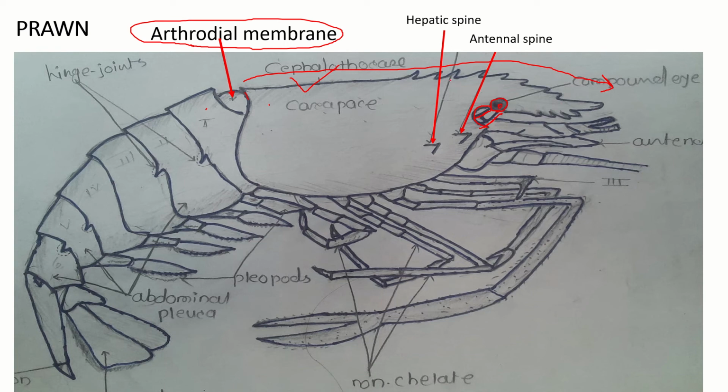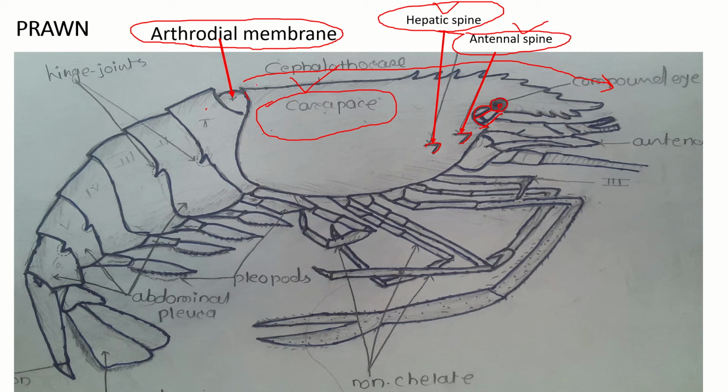There are also two spine-like outgrowths. The anterior outgrowth is called the antennal spine, and the posterior one is called the hepatic spine. These outgrowths arise on the dorsal plate of the cephalothoracic skeleton. The posterior part of this dorsal plate, the larger plate, is called the carapace.